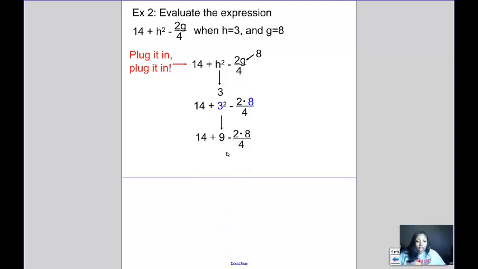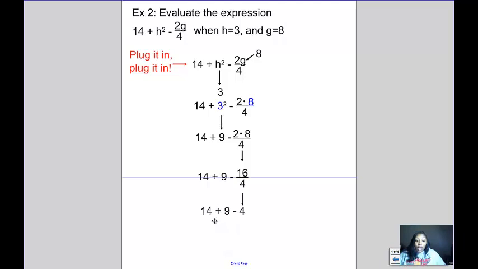So next thing we need to do is take care of this 2 times 8, and that's going to give us 16. So now we have 14 plus 9 minus 16 divided by 4. Next step, we want to take care of the division. We want to do the 16 divided by 4, and that's going to give us 4. And so now we have 14 plus 9 minus 4.